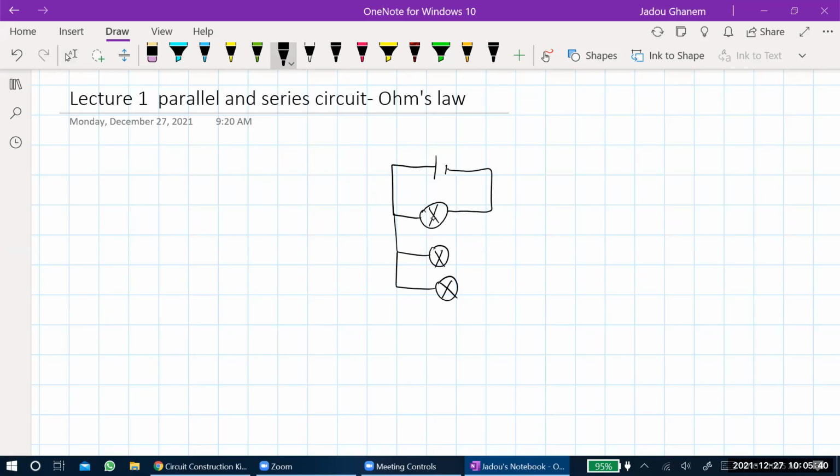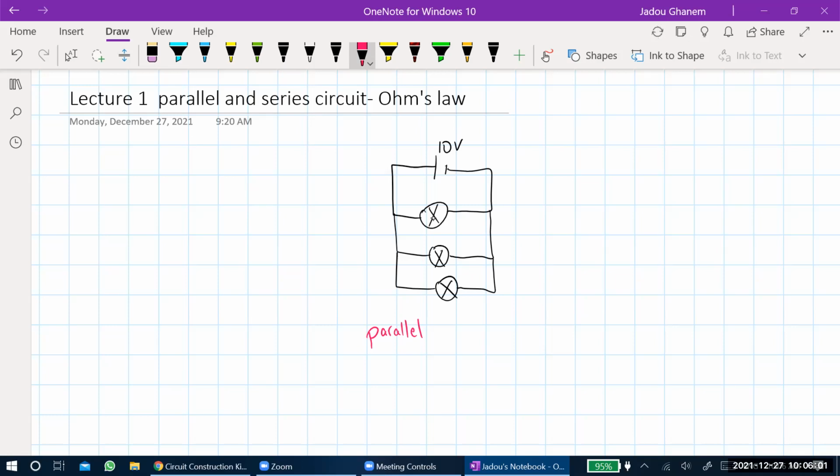Do you know what we call this circuit? Is it a parallel or a series circuit? This is a parallel circuit. Great. Is there any information about the parallel circuit? What about the voltage and the current across these lamps?